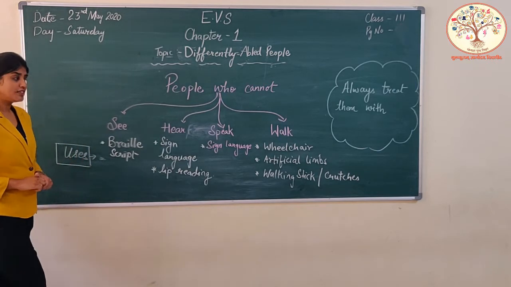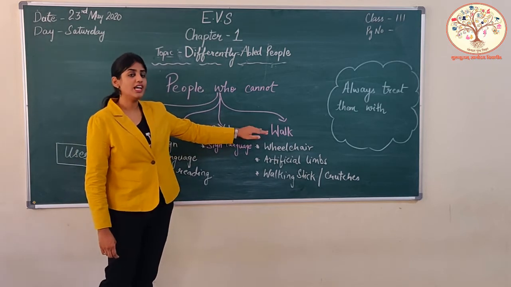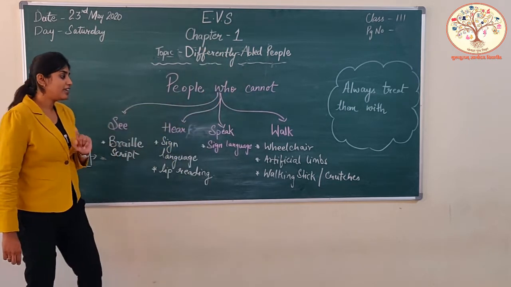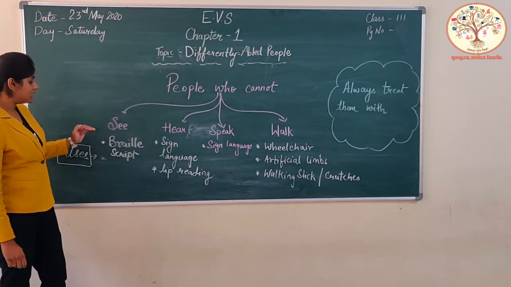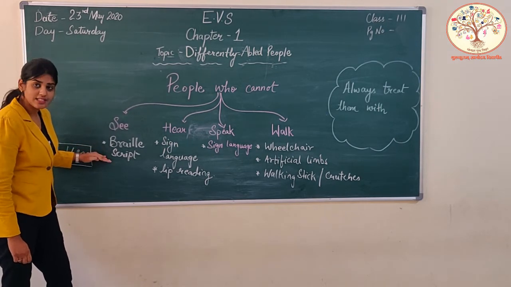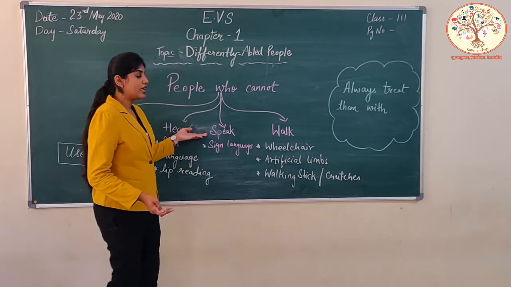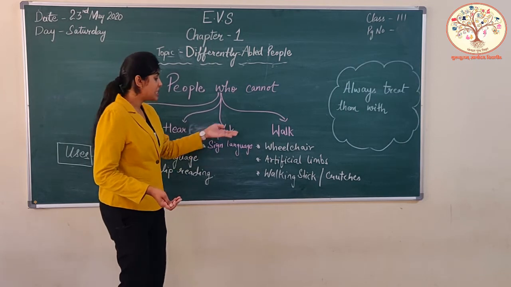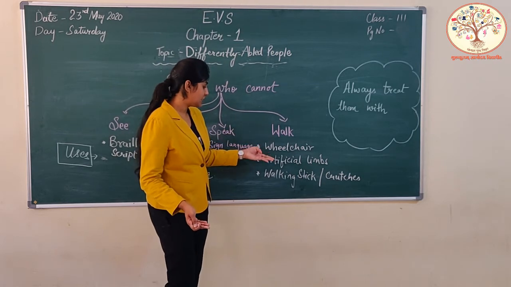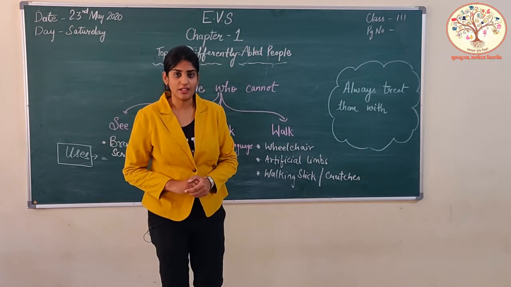So today what we have learned, people who cannot see, hear, speak or walk are known as differently abled people, and they can overcome their problems or disability by using different methods. Like people who cannot see use Braille Script, people who cannot hear use sign language or lip reading, people who cannot speak also use sign language, and people who cannot walk or lose their limbs by accident use a wheelchair, artificial limbs, walking stick or crutches to move from one place to another.